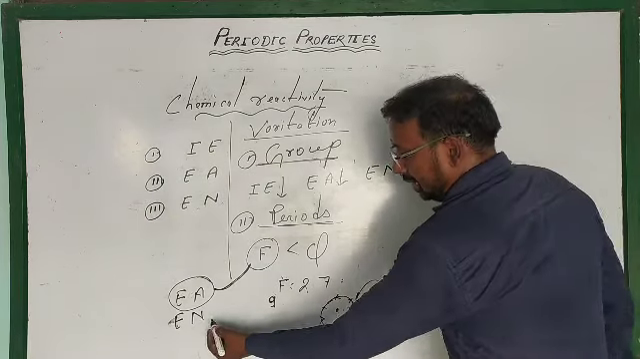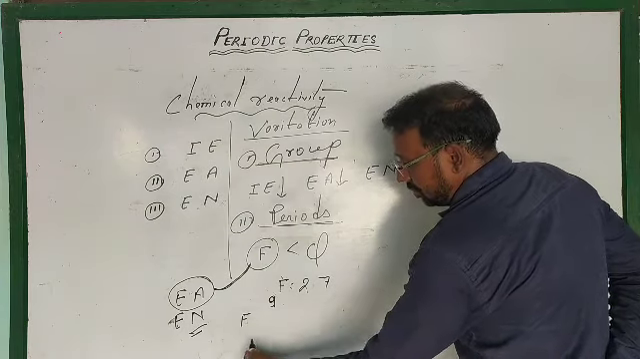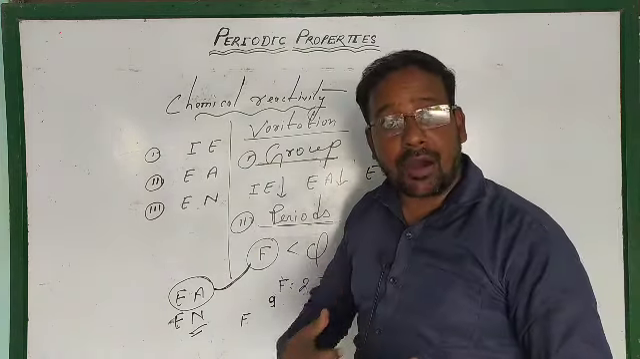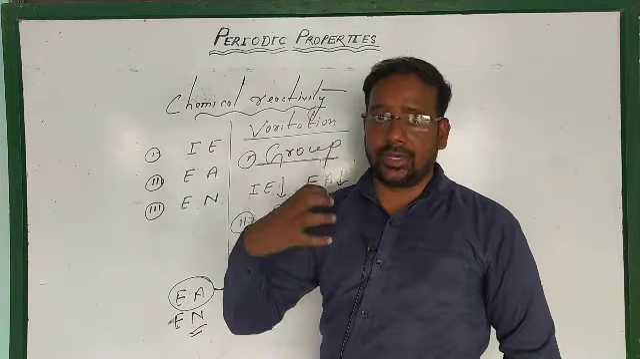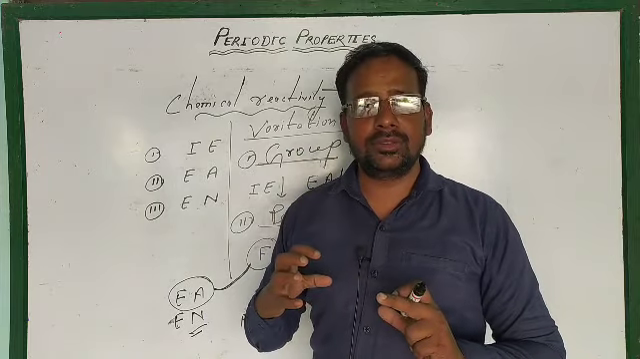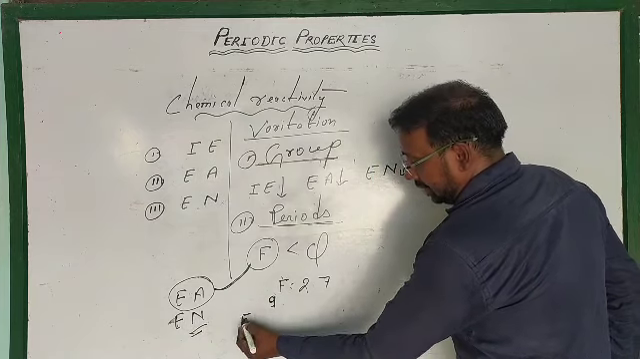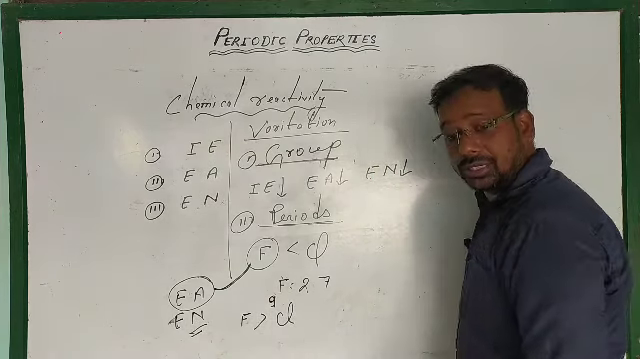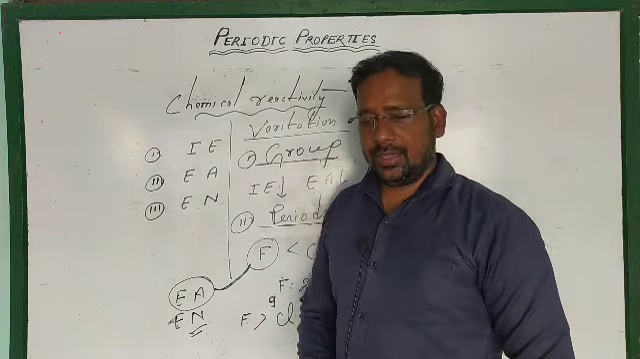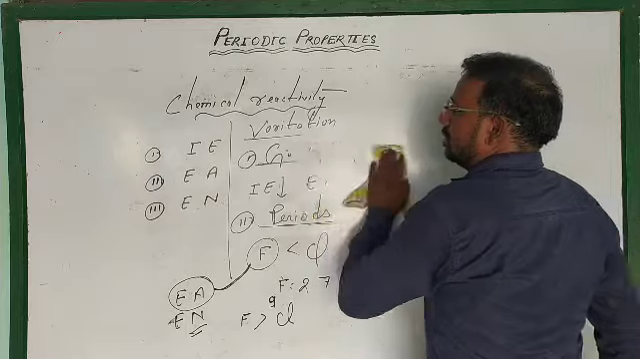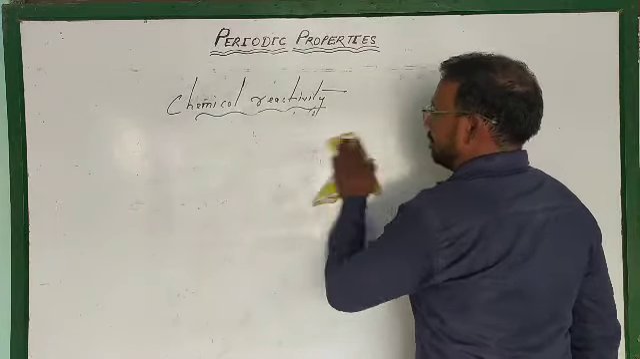But we will talk about electronegativity. Electronegativity means attractive power, the power which can attract the shared paired electrons to a certain extent. That is called electronegativity, and the electronegativity of fluorine is greater than chlorine. It is very important, it can be asked because it is a very tricky question. So this thing we have discussed. Now I am going to start talking about chemical reactivity.